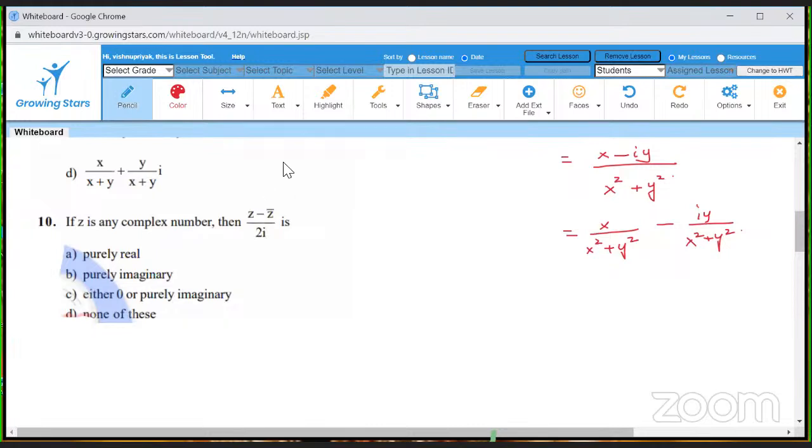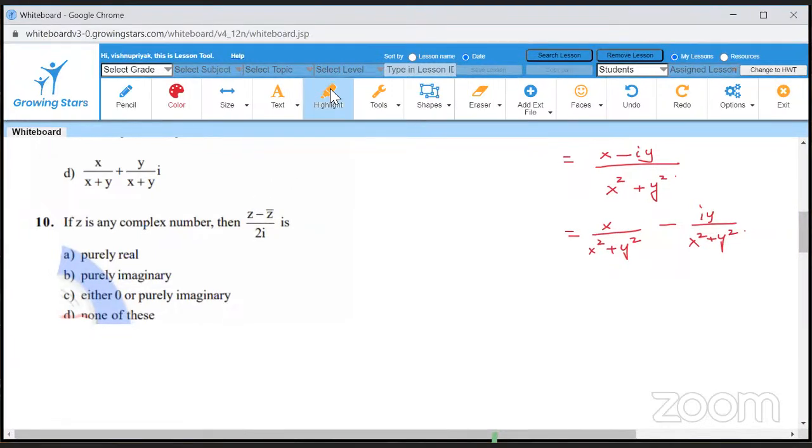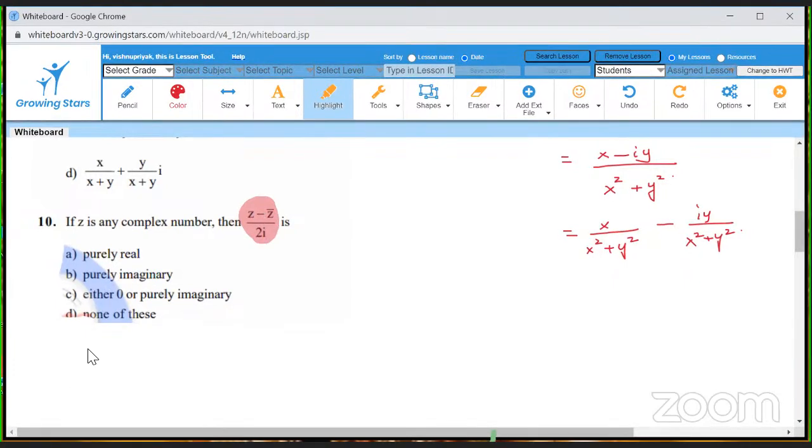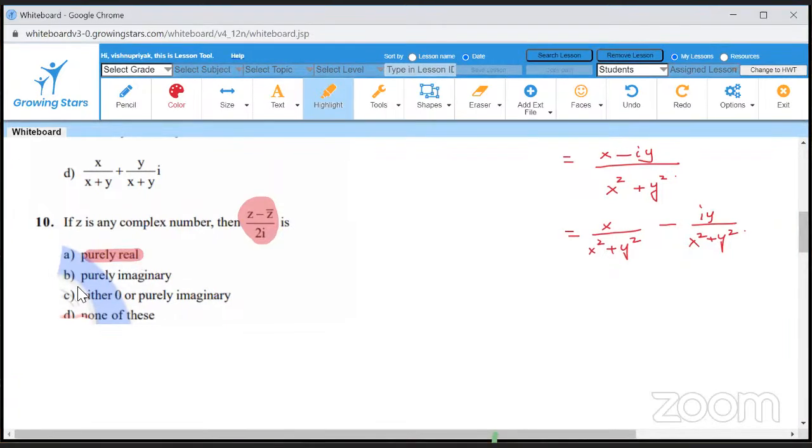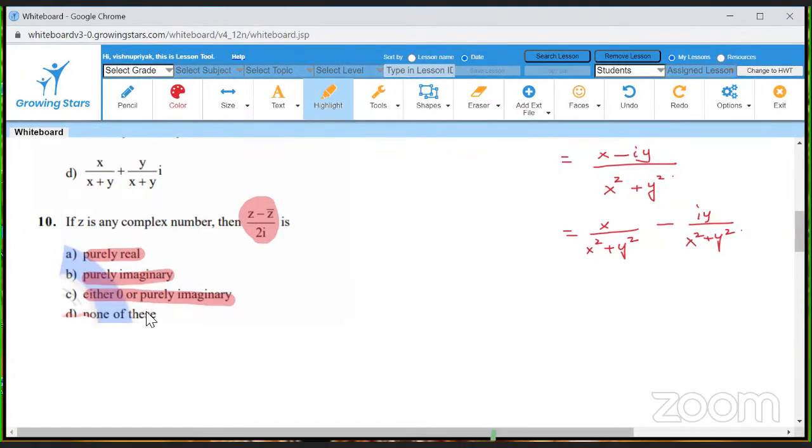Let's go to question number 10. What is z minus z bar by 2i? Is it purely real? Is it purely imaginary? Is it 0 or purely imaginary? Or none of these? Find out.